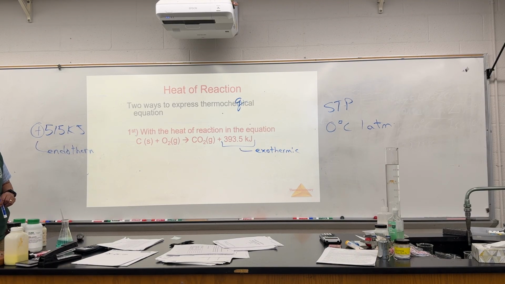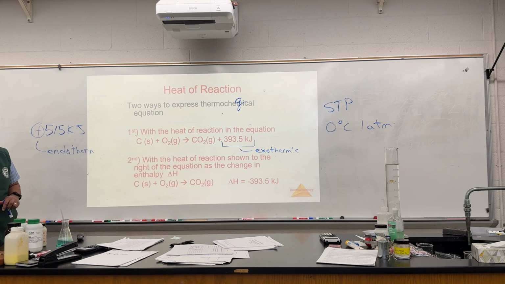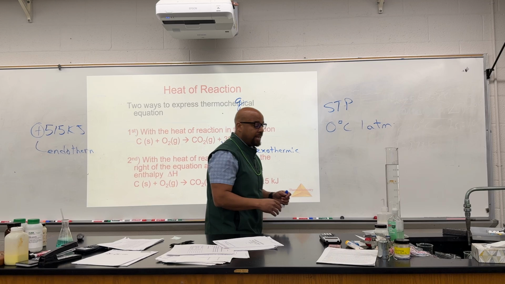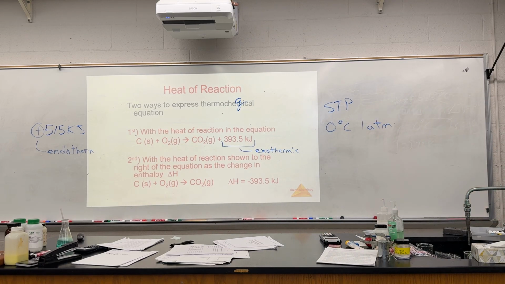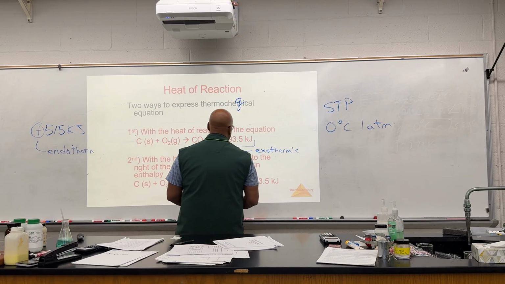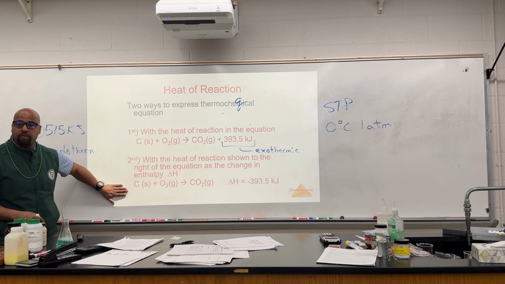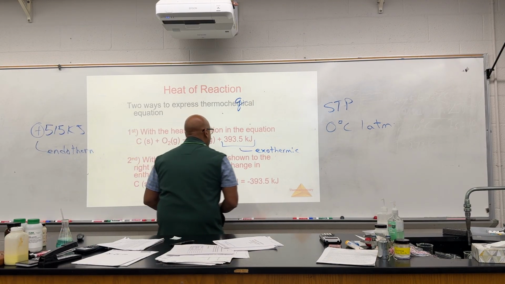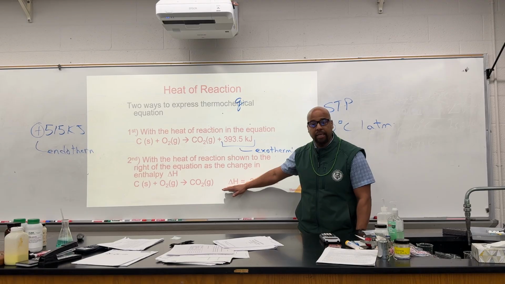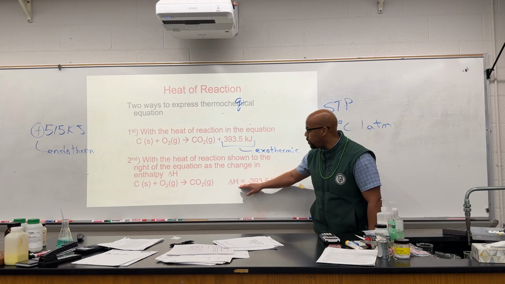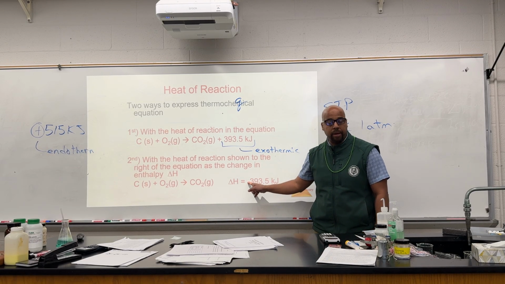The problem becomes when we decide to pull the heat of reaction out and set it as my delta H, my change in enthalpy. If you look at it, I cannot simply say delta H is equal to positive 393.5 kilojoules. I can't do it, because if I said it was positive, that would mean the process is endothermic. What you would have to do is write down that the change in enthalpy is equal to, and because it's exothermic, you have to put a negative here.